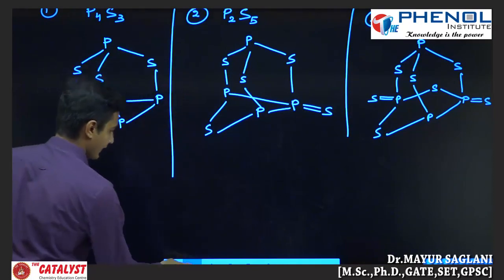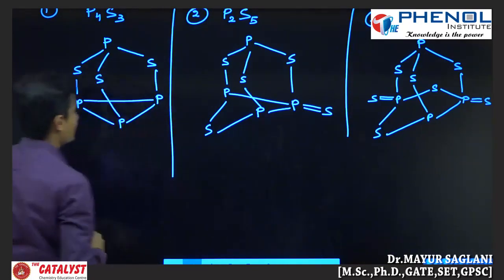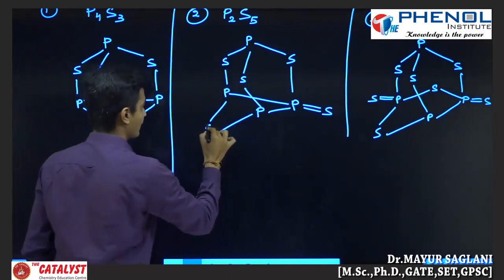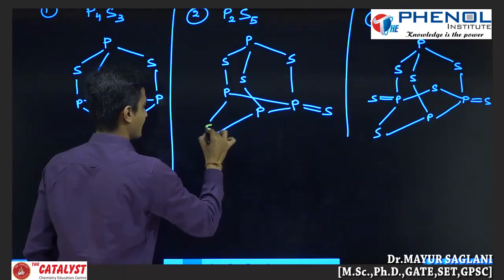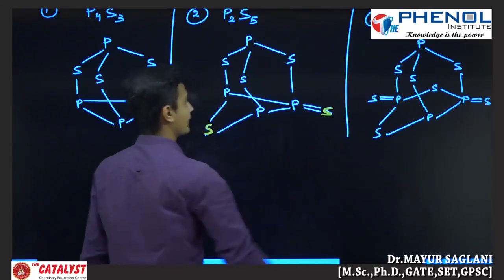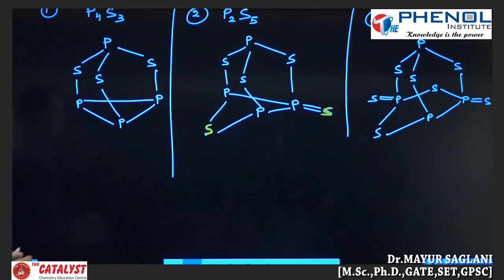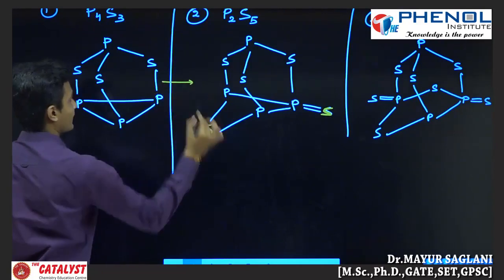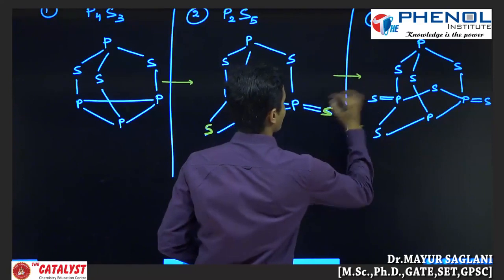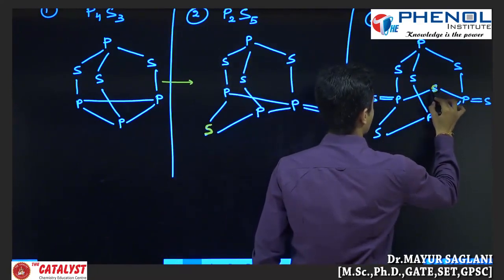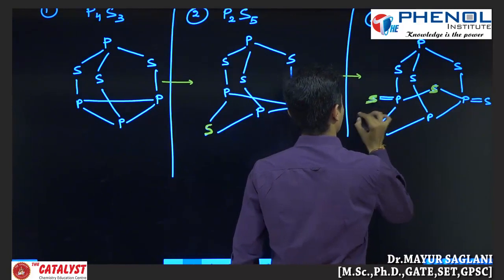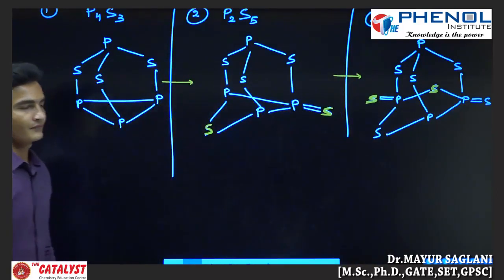Okay, fine. If you see, this one is the basic structure P4S3. Then first of all, at this position and at this position I have added 2 sulfur atoms. Fine, these are the two new sulfur atoms. Again you have added 2 more sulfur atoms, that is between these 2 phosphorus atoms and here with this sulfur atom. Is it or not?